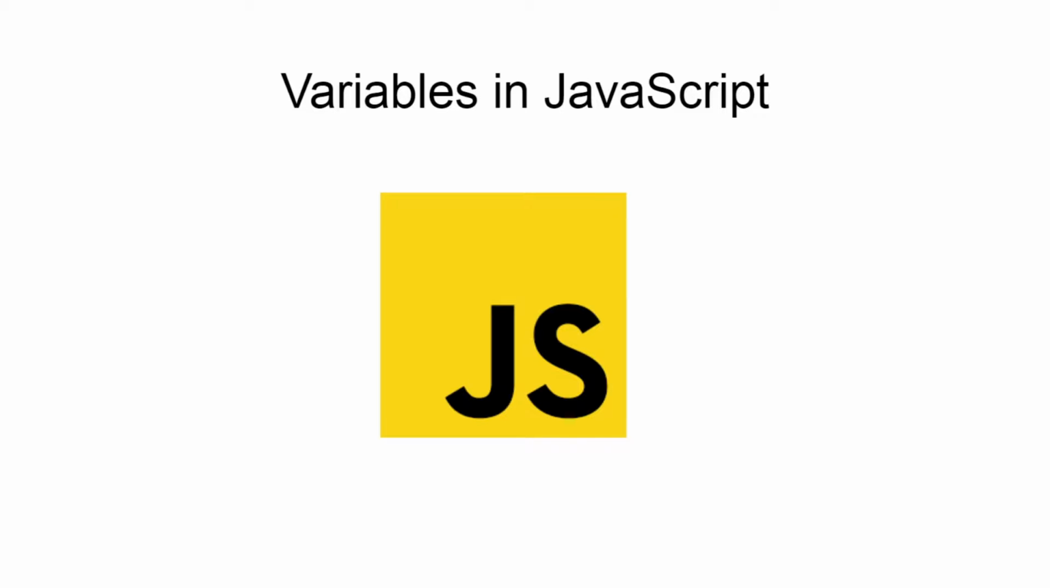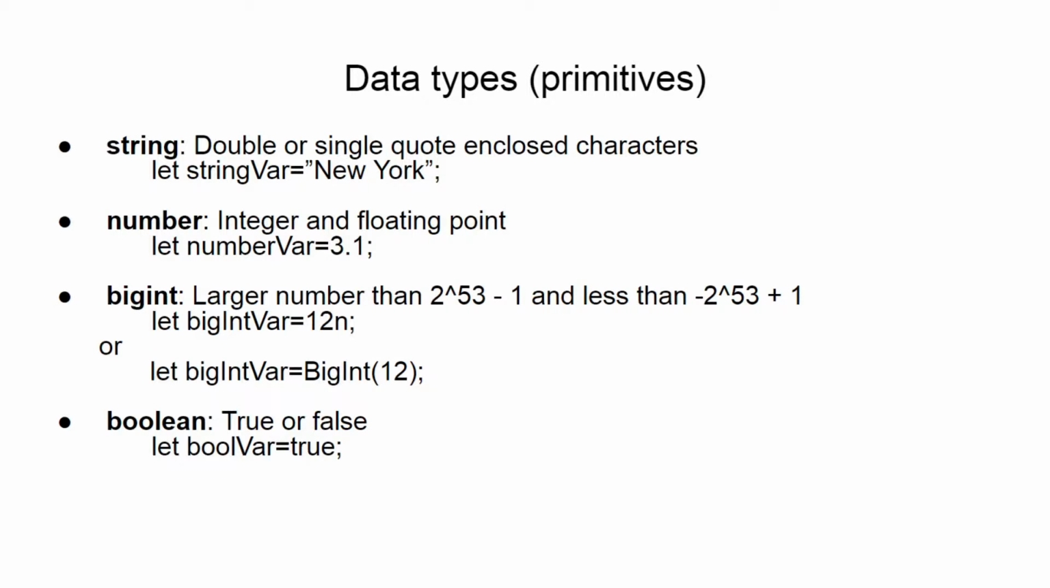In this video, I'm going to talk about different data types we can find in JavaScript. Okay, this is the list of the different data types. They are known as primitives too. And let's begin with the first data type.